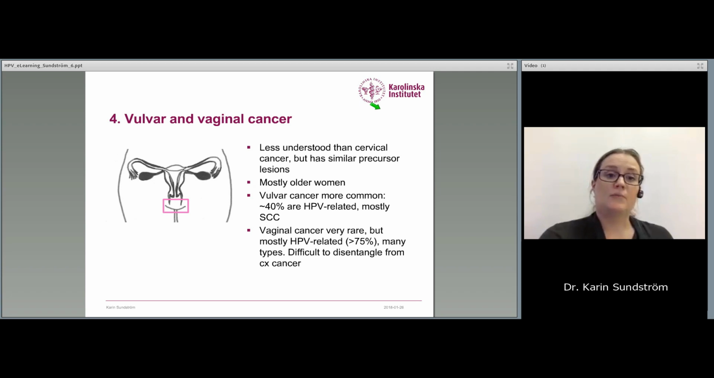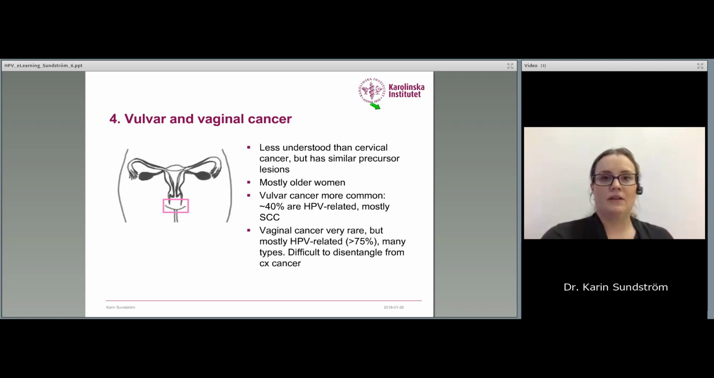Although it is noted that both vulvar and vaginal cancer have similar pre-stages: vulvar intraepithelial neoplasia, VIN, and vaginal intraepithelial neoplasia, VaIN, respectively. These diseases mostly occur in older women, even indeed above 80 years of age. Vulvar cancer is the more common of the two, and around 40% are HPV related, mostly squamous cell carcinoma. Vaginal cancer is very rare, but has been shown to be mostly HPV related.